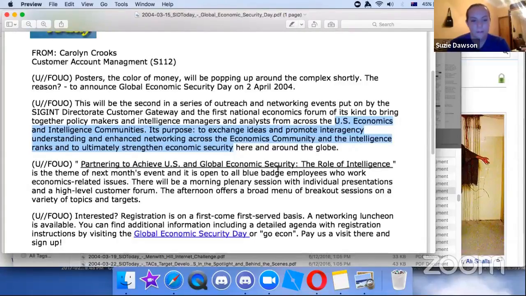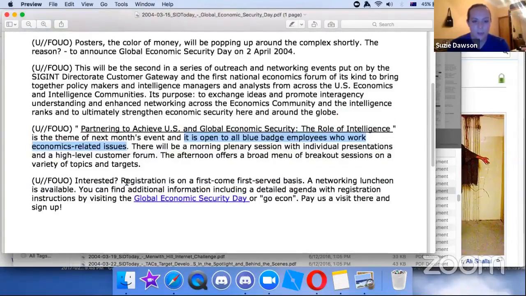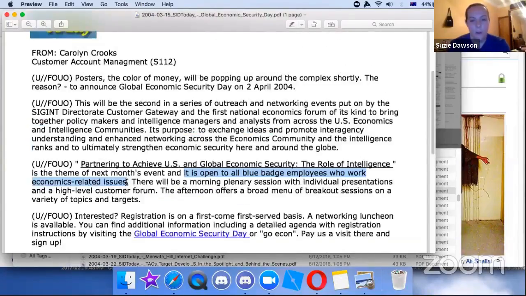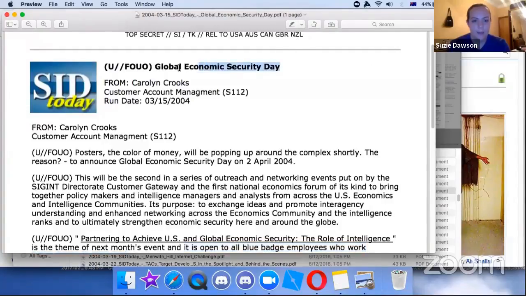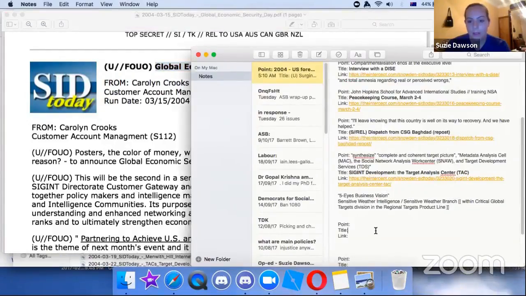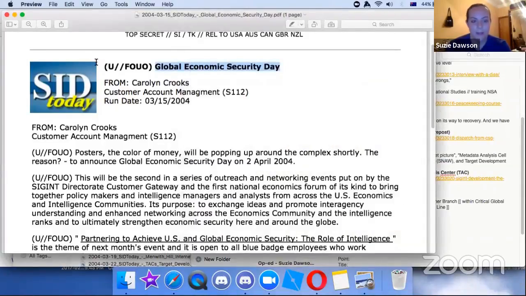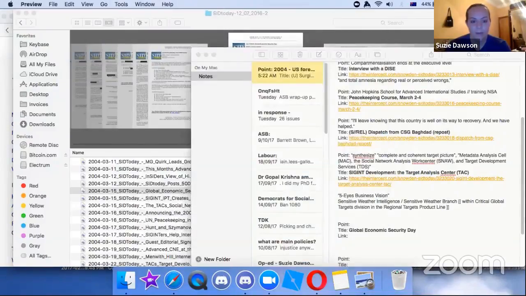Oh, look. It is open to all blue badge employees who work economics-related issues. So they're openly saying that a subsection of their workforce is tasked with working economics-related issues. Global Economic Security Day. Okay. So when we listen to the ex-assistant director of the FBI, who's now president of CrowdStrike, talk about how the US doesn't spy for money, we can have a good laugh to ourselves.